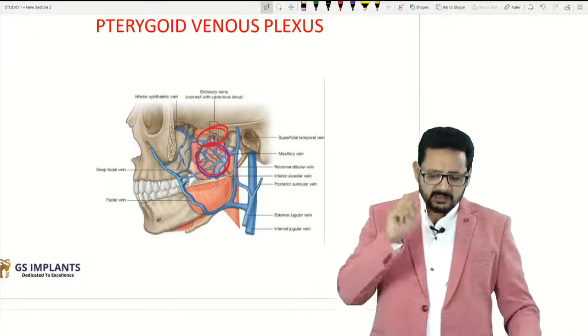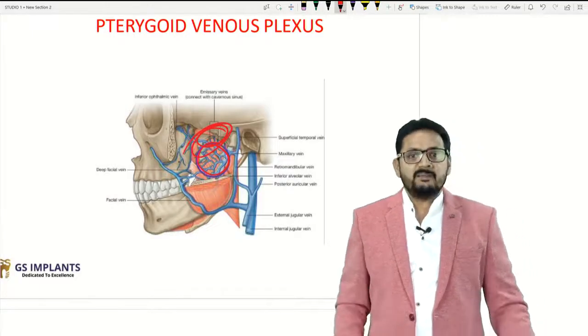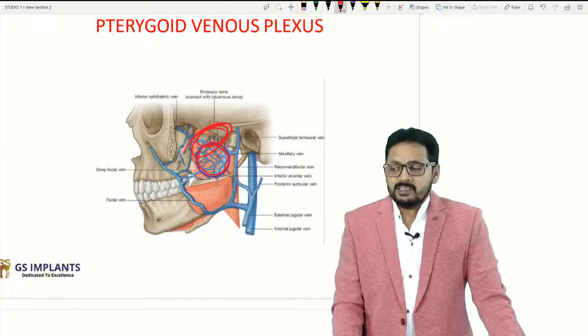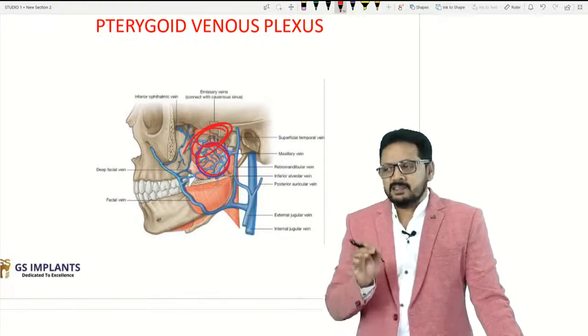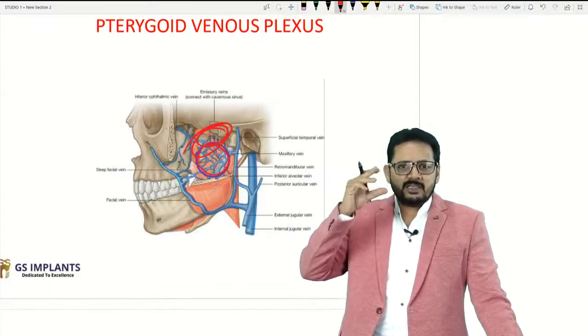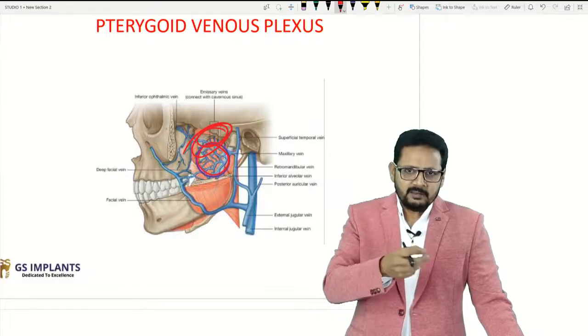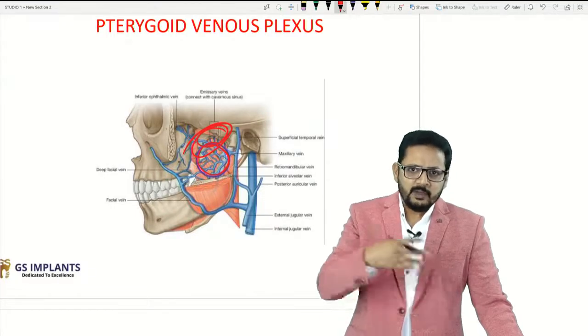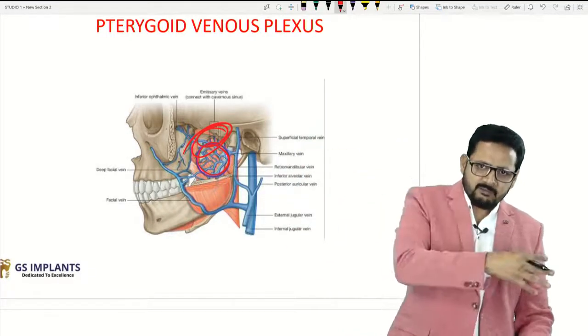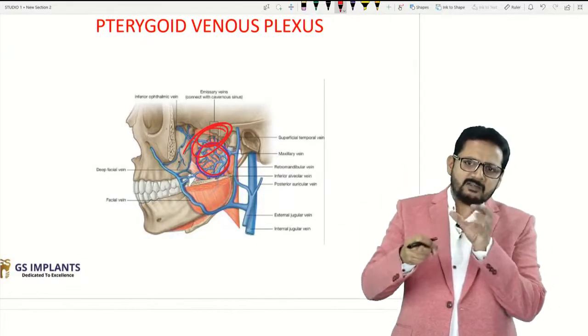Why? Because of these small little three fellas, these three emissary veins. Now, what is the specific nature of these emissary veins? Any veins generally have certain things called valves inside them. They collect the blood and then get it to the heart. So they have only one-way flow. The backward flow is prevented by the help of these valves.